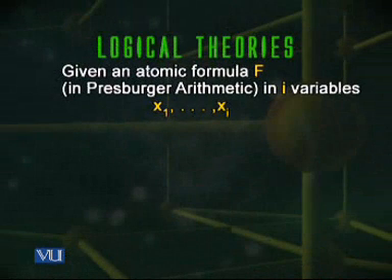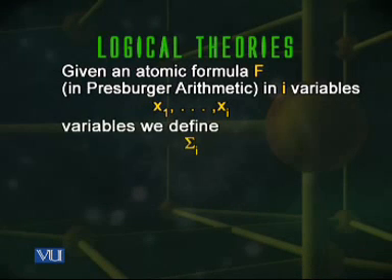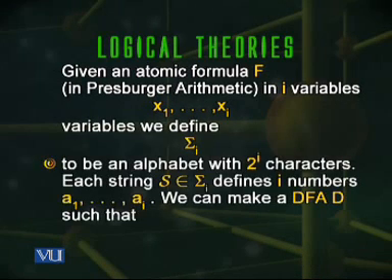Given an atomic formula in Pressburger arithmetic in I variables, what can we do? Well, we will define sigma I to be the alphabet with 2 to the I characters. We will think of each symbol in this alphabet as a column which contains I bits. The first entry in this column is the bit of the first variable. The second entry is the bit of the second variable, all the way up to the ith entry, which is the last entry, the bit of the last variable x sub I.